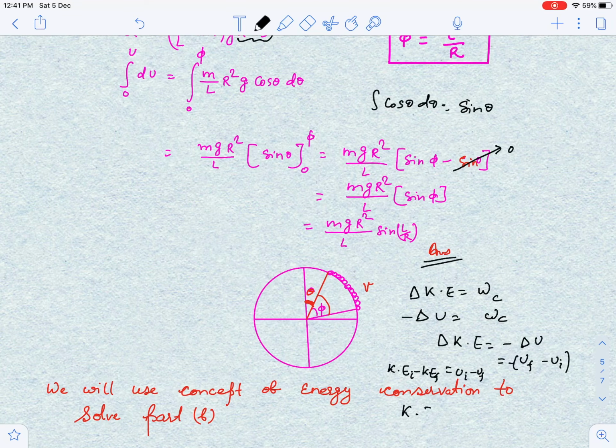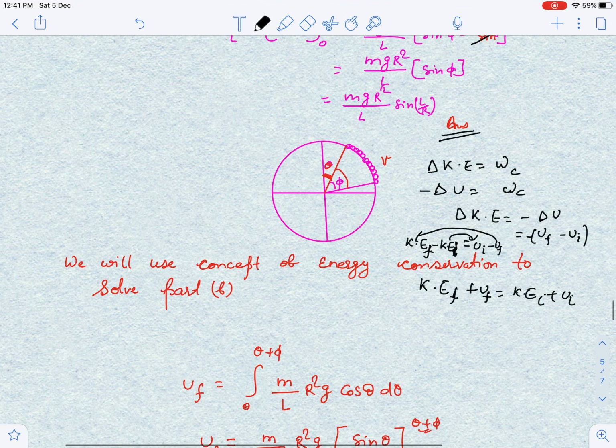And I know that this is nothing but conservation of energy only: K initial plus U initial equals KE final plus U final, because the change in kinetic energy is KE final minus KE initial. I take this term to the left hand side and this term to the right hand side. So I'm just using this concept of conservation of energy. That means I have to calculate U initial minus U final to get delta KE, which is K final minus K initial.